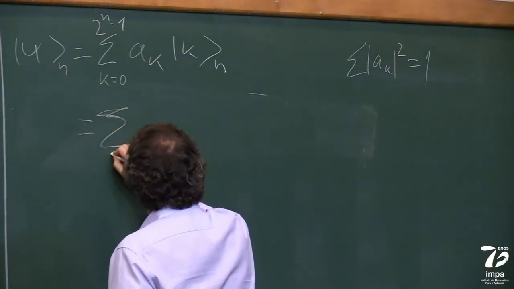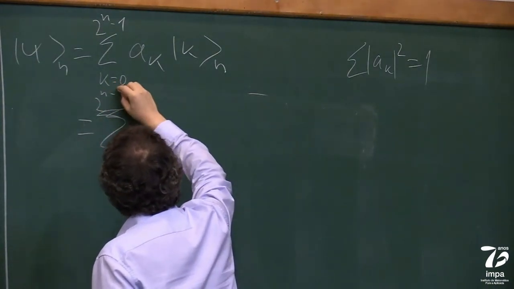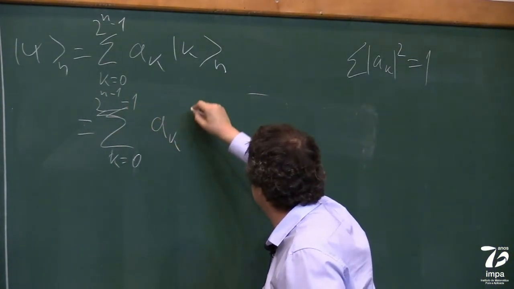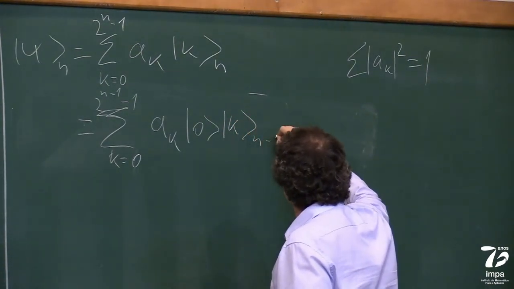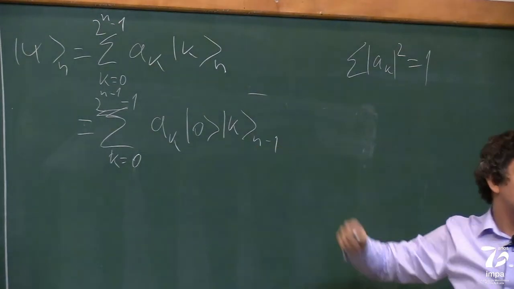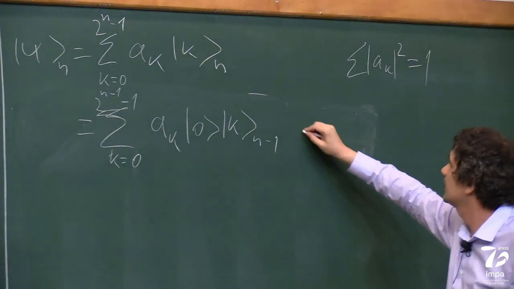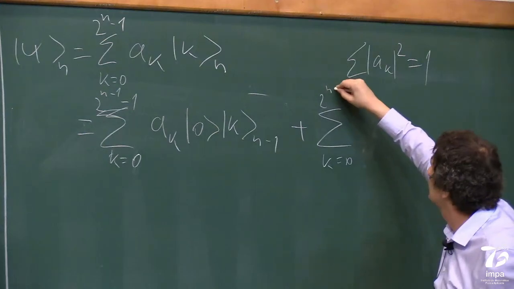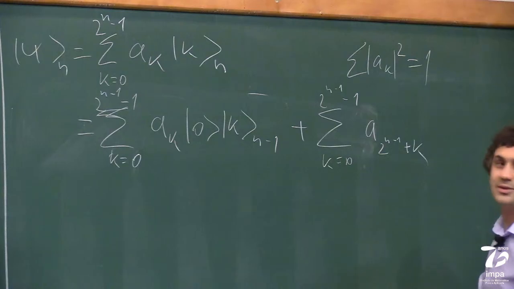So now it will be the sum over k from 0 to 2 to the power n minus 1, minus 1, and this will still be ak, and I will write it in such a form. But now I put here index n minus 1, because I have one qubit I wrote separately, yes? And plus the sum over k from 0 to 2 to the power n minus 1, minus 1, of a, and now 2. I will not read the index, read it yourself, yes?